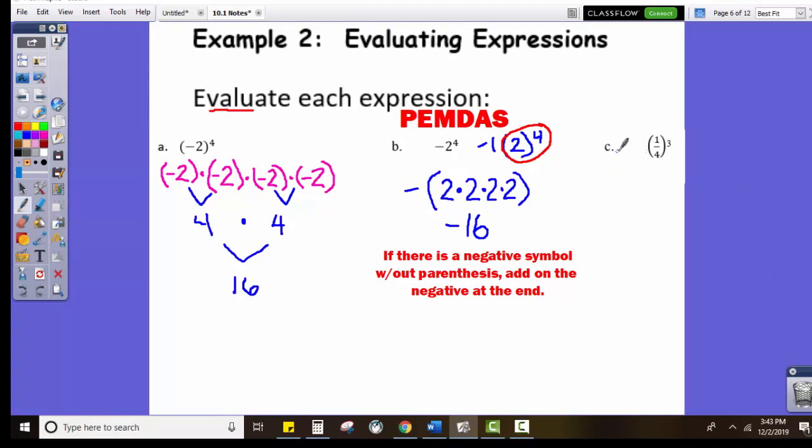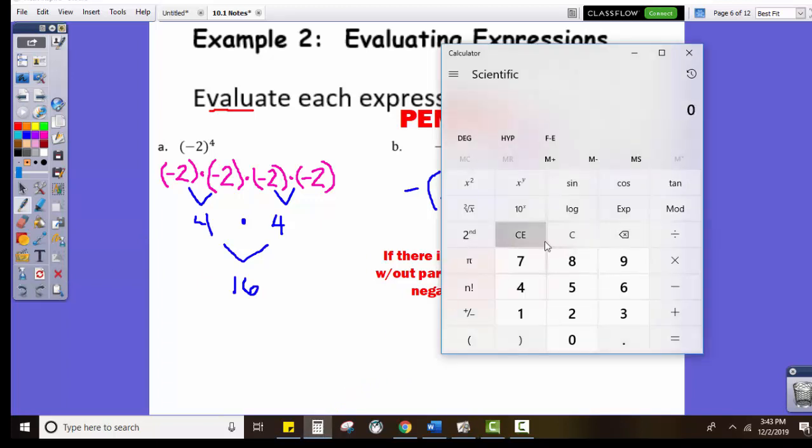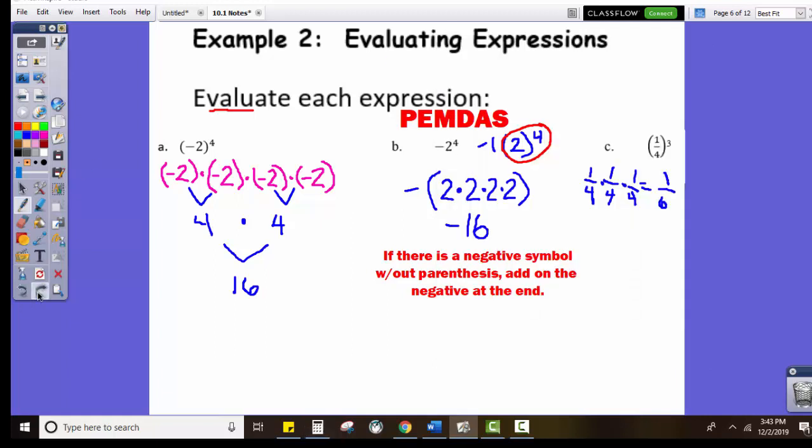Okay, and for our last example, C, I have 1/4 to the third power. So that means I'm going to do 1/4 times 1/4 times 1/4. Okay, if you remember multiplying fractions, you go straight across the top and straight across the bottom. So numerator 1 times 1 times 1 is just 1. And denominator 4 times 4 times 4, you can use your calculator. 4 times 4 times 4 equals 64. So it's 1/64.